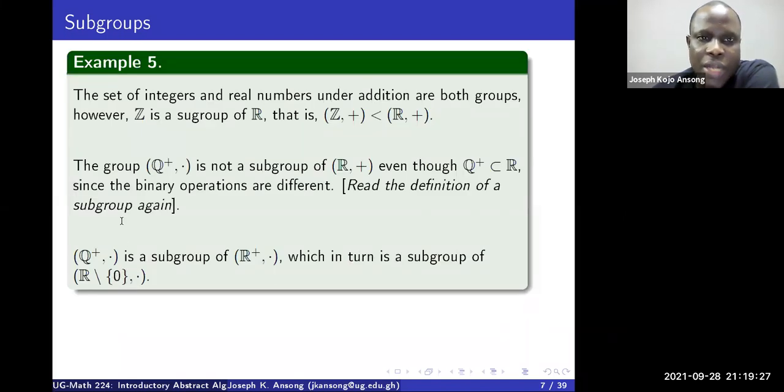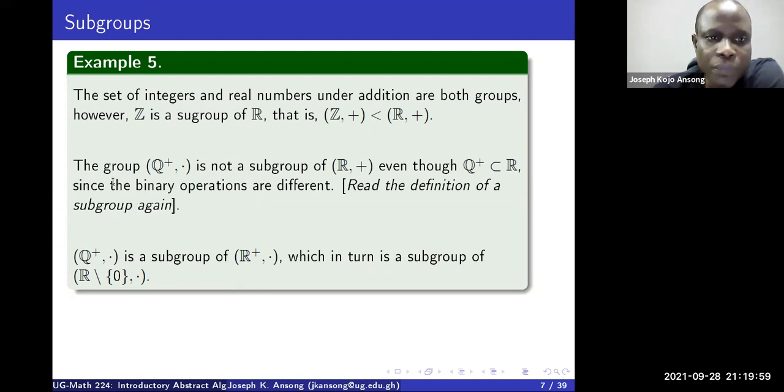Okay, we know that the set of integers and the set of real numbers, with addition, are groups. When we dealt with groups, we saw these examples. However, Z, the set of integers under addition, is a subgroup of the set of real numbers under addition, because Z is a subset of R. The set of integers is a subset of the set of real numbers.